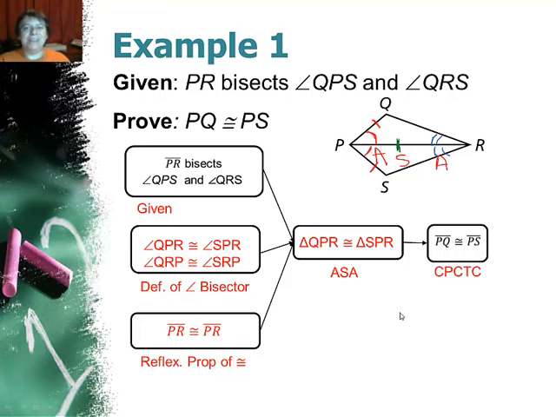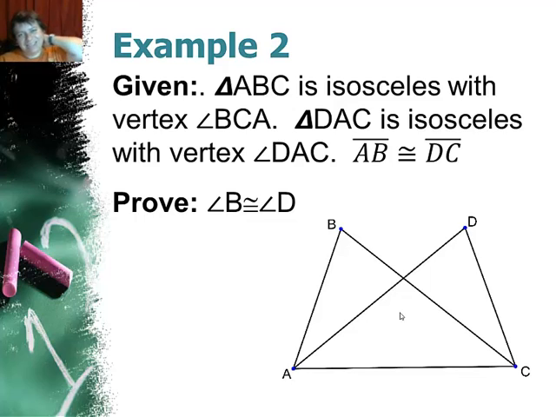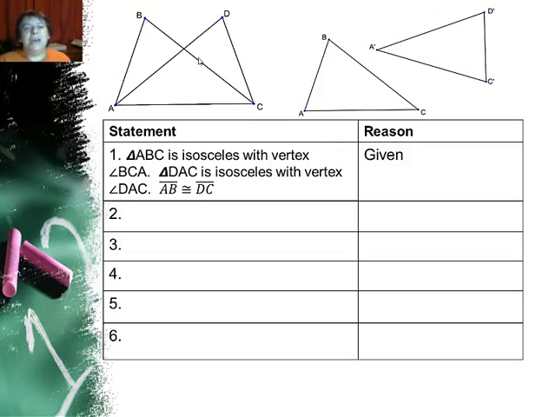CPCTC. Anyways. All right, in example 2, ABC is an isosceles triangle, with vertex angle BCA. So ABC is isosceles. And DAC is isosceles. And here's my vertex angle there. We also tell you that AB is congruent to DC. Now I'm going to do the markings on the next slide because I don't have enough room for this whole thing here. So here's my drawing.